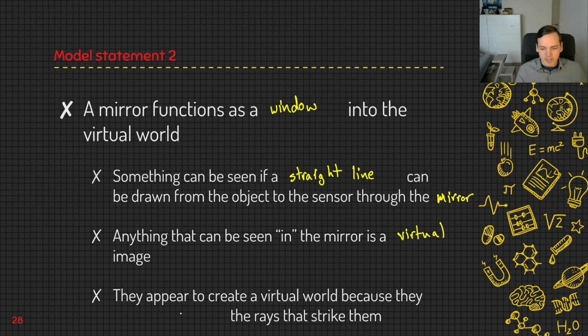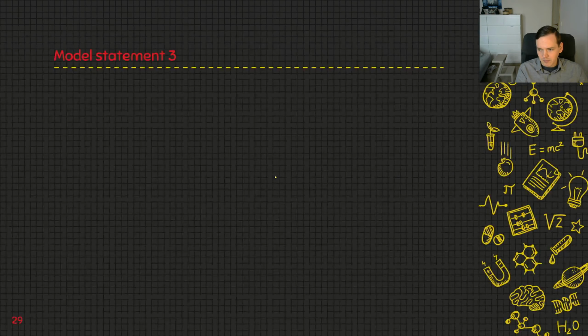And the reason this happens is because they are reflecting the rays that strike them. Light is going to bounce off the mirror and hit our eyes, but our eyes think that it came from a straight line, so it goes in a straight line back until it's as far back in the mirror as it was on our side. And this is what's happening with mirrors.